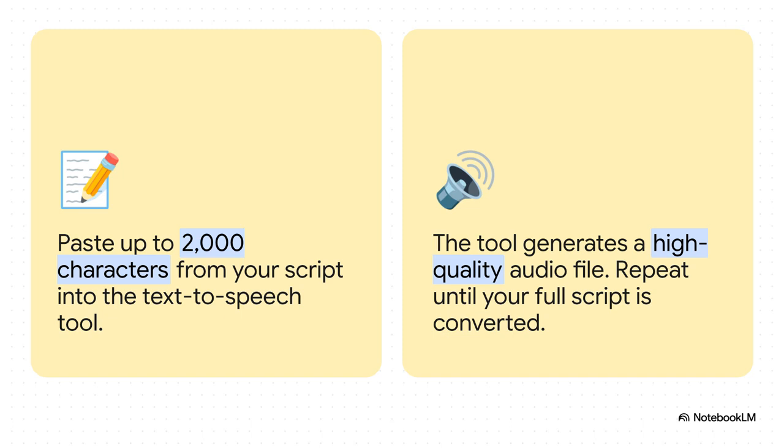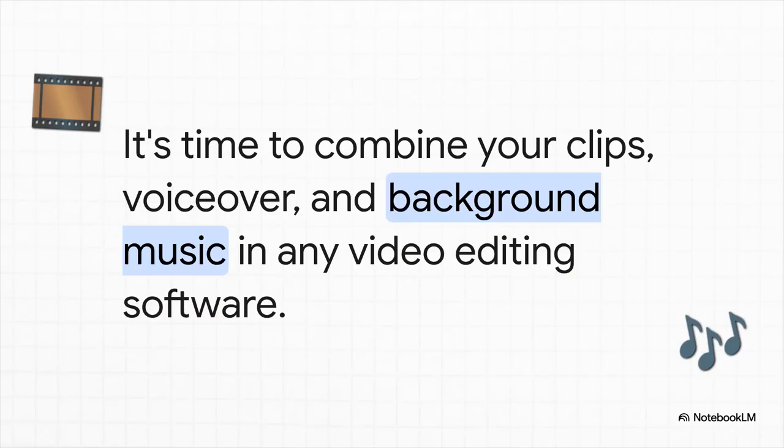The process, as you can see, is ridiculously simple. You just paste in your script, usually in chunks of about 2,000 characters, and the tool spits out a surprisingly high-quality audio file. You just keep doing that until your entire script is turned into audio. All right, we are at the finish line. It's time to combine our video clips, our voiceover, and some background music, all inside a video editor.